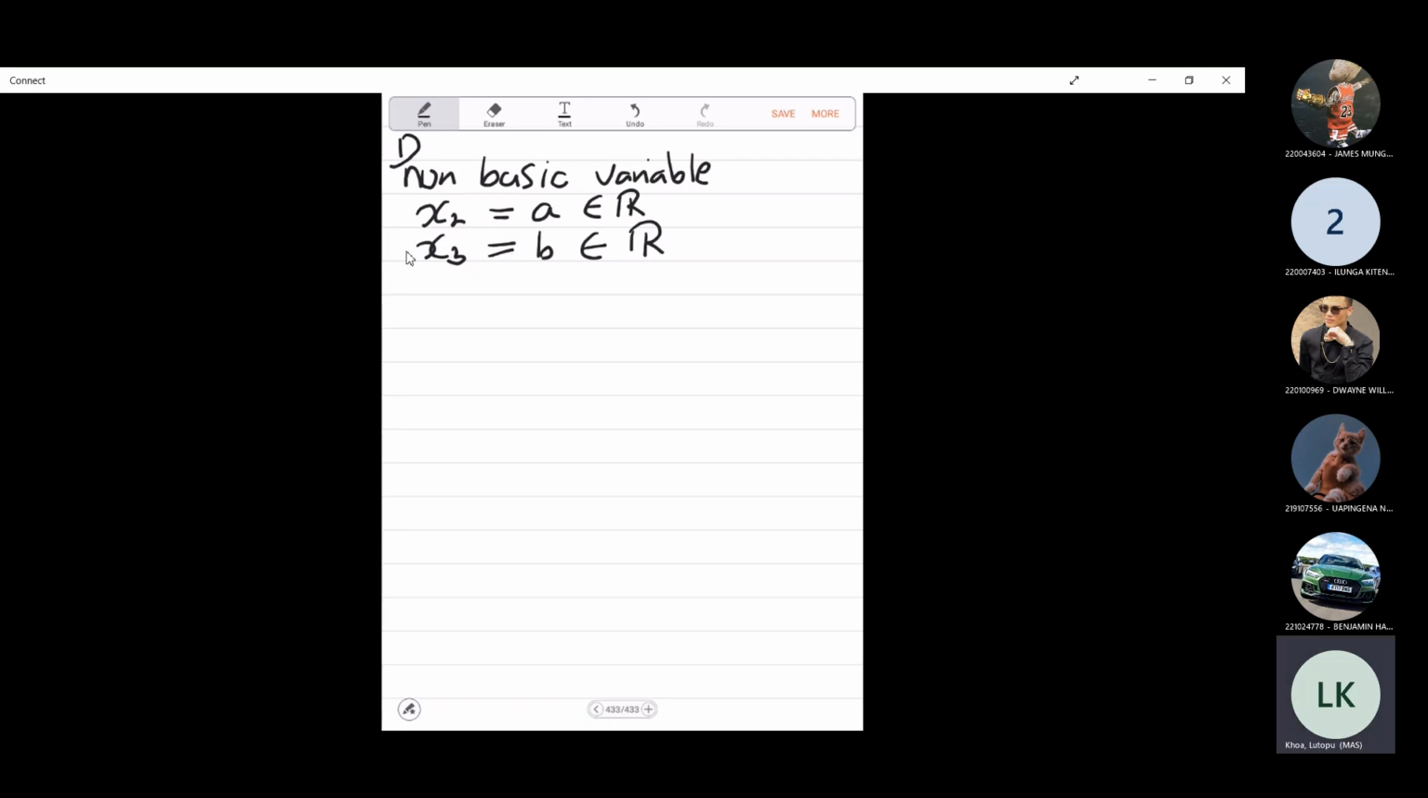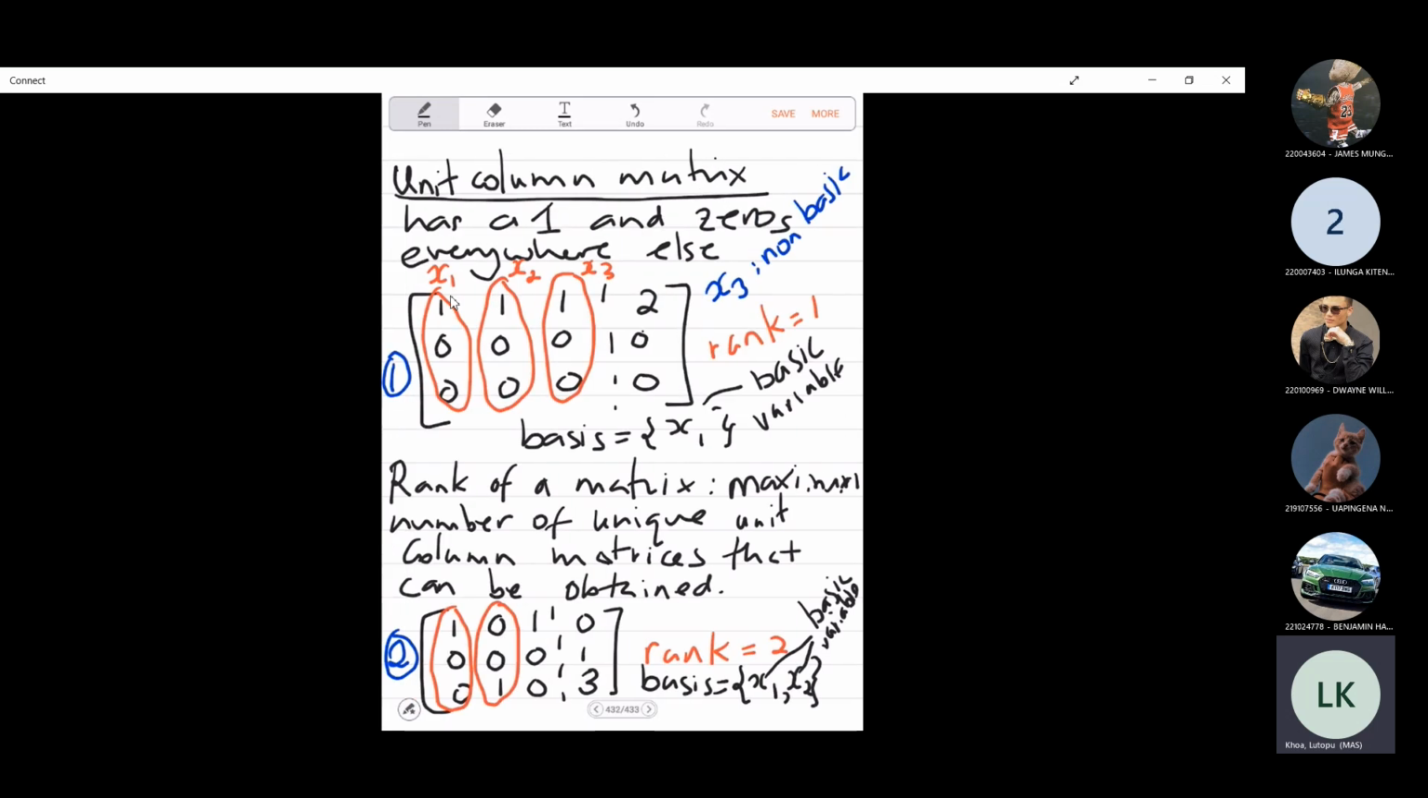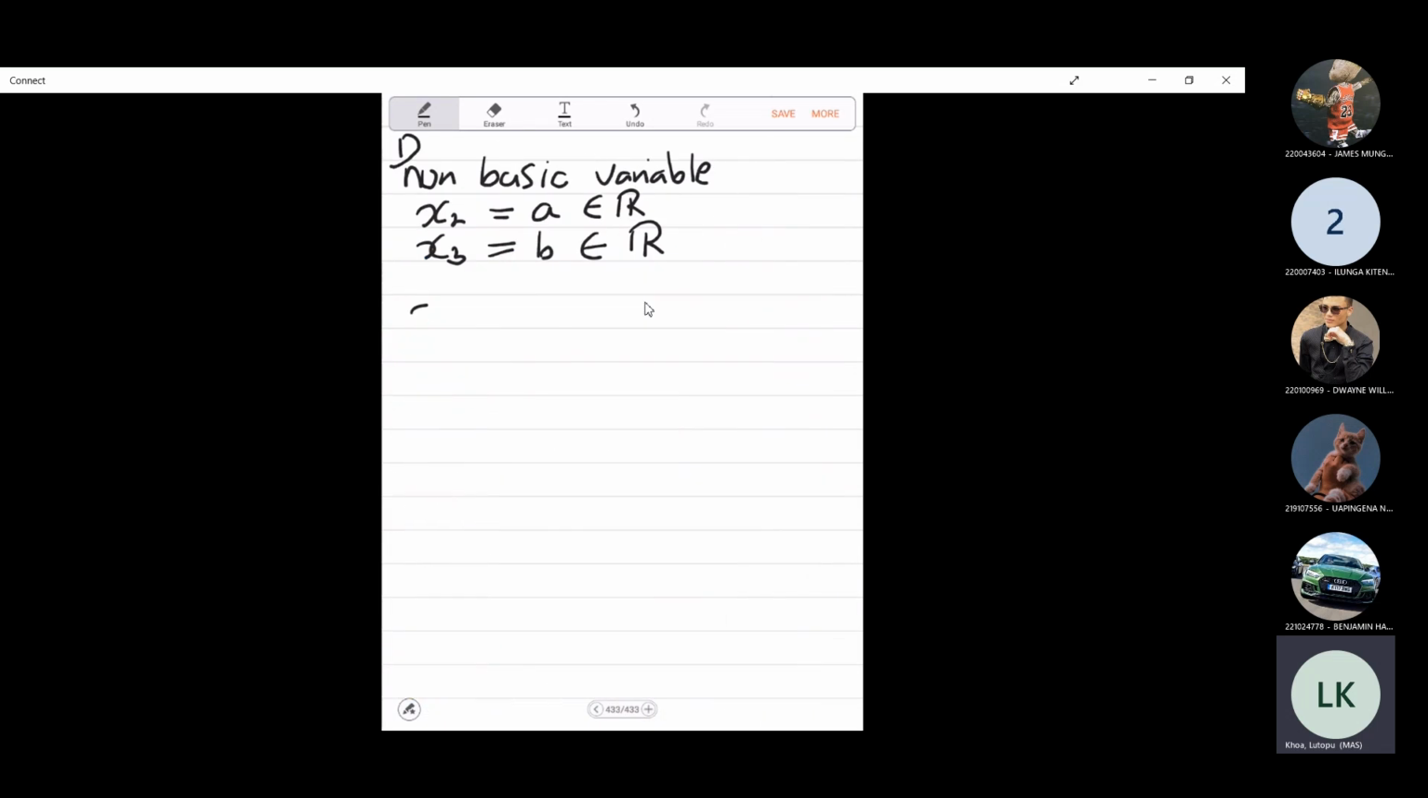And then what we want to do is write the basic variables in terms of our non-basic variables. So we look at this equation here. This is x1 plus x2 plus x3 is equal to 2. So this means that x1 plus A plus B is equal to 2, and then we can say x1 is equal to 2 minus A minus B.